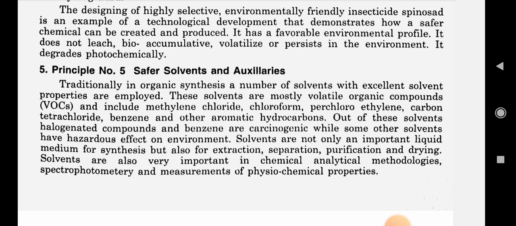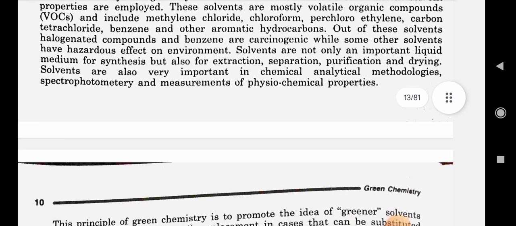Safer solvents and auxiliaries. Traditionally, in organic synthesis, a number of solvents with excellent solvent properties are employed. These solvents are mostly volatile organic compounds and include methylene chloride, chloroform, perchloroethylene, carbon tetrachloride, benzene, and other aromatic hydrocarbons. Of these solvents, halogenated compounds and benzene are carcinogenic, while some other solvents have hazardous effects on the environment.